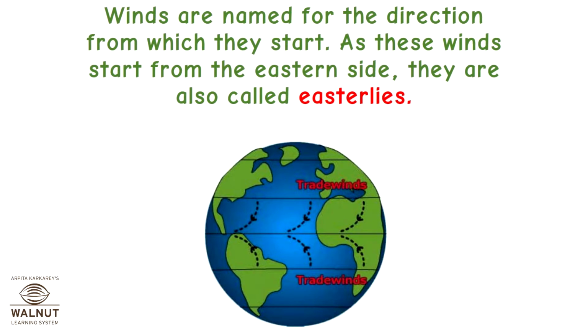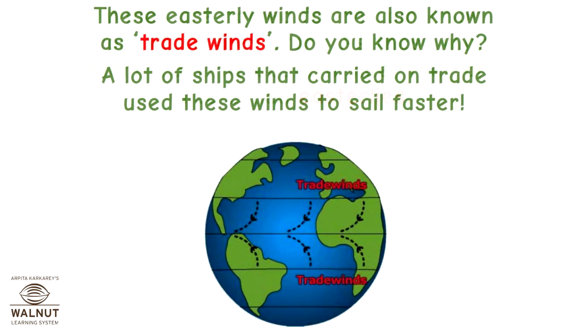Winds are named for the direction from which they start. As these winds start from the eastern side, they are also called easterlies. These easterly winds are also known as trade winds. Do you know why? A lot of ships that carried on trade used these winds to sail faster.